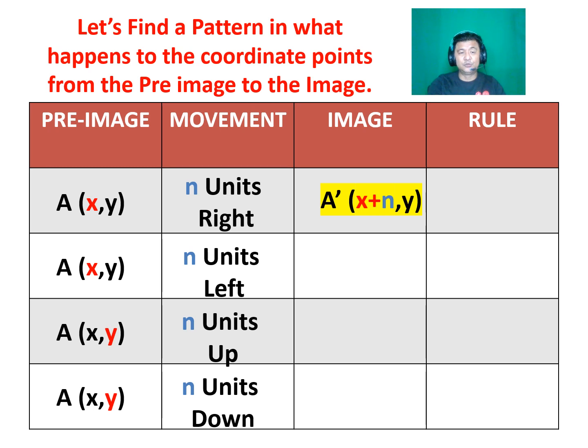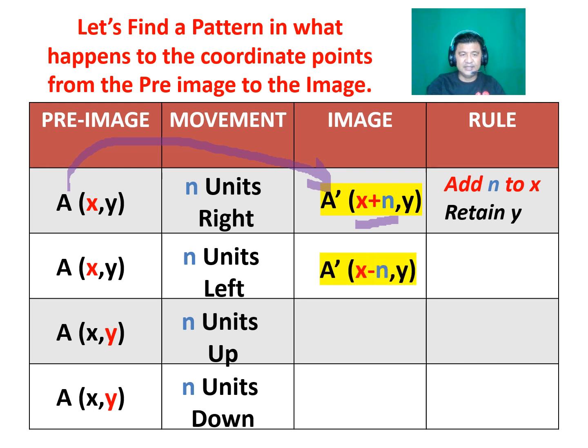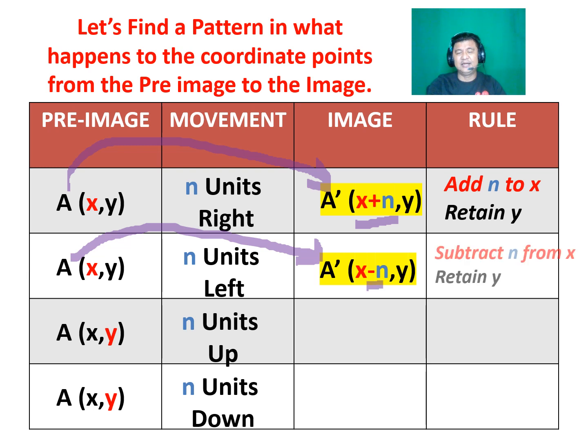Remember, include the prime symbol, and tell us what you're going to do. Going to the right means add n. So that's the meaning of that. Add n to the x, retain the y. Going to the left now is not adding n. It is what? Subtracting n. So write down the prime. Now we subtracted the n. You see that? Subtract n from the x and retain the y.